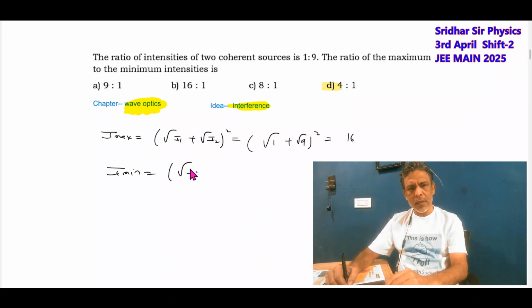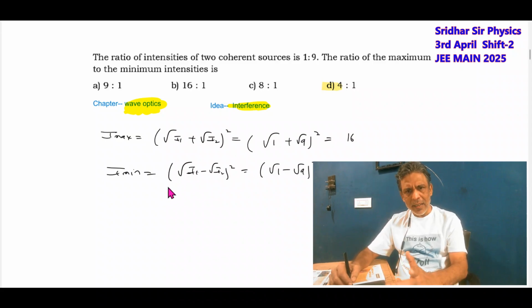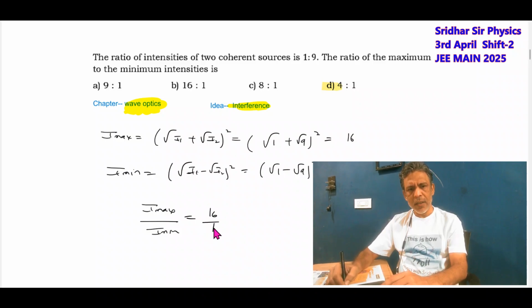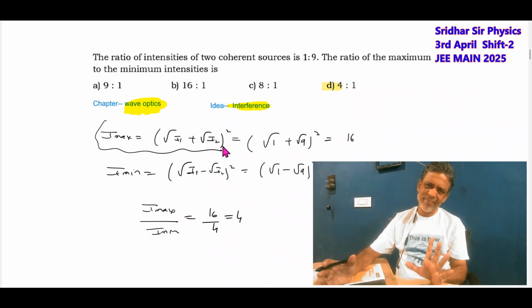I minimum will be (root I1 minus root I2) whole square. The negative sign will be there. So this will be (root 1 minus root 9) whole square. 1 minus 3 will be 2, 2 square will be 4. This is the I minimum. It is asking the ratio I max to I min: 16 by 4, which is 4. Somehow you should know this formula.